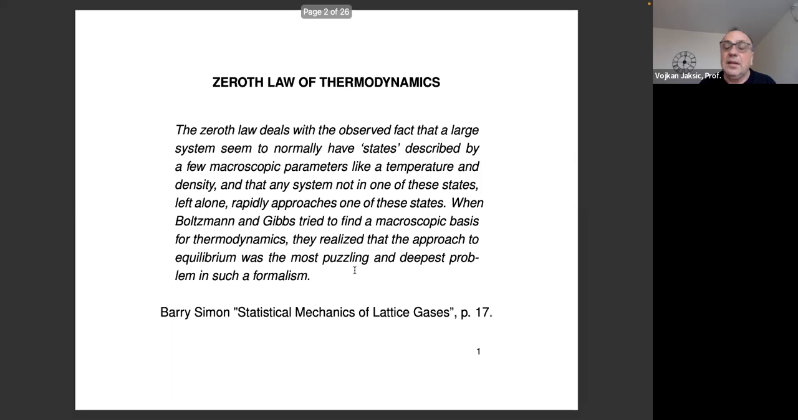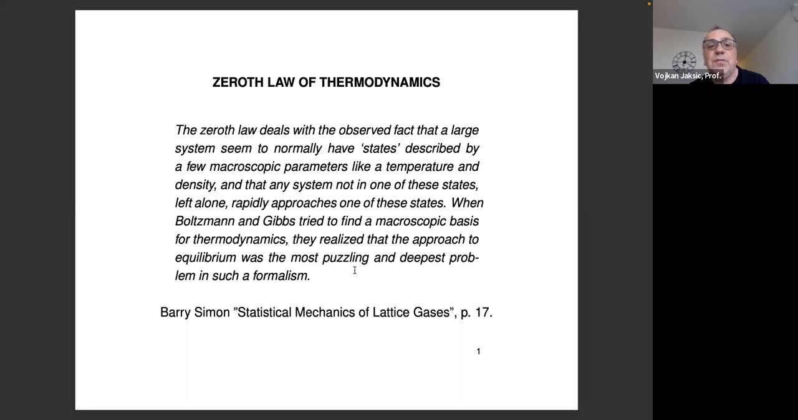Now I have learned this as a graduate student from my PhD advisor Barry Simon. One can find, of course, the same or similar formulations in many other places in the literature, for example, in Uhlenbeck and Ford's lectures in statistical mechanics or in Joel Lebowitz's papers on Boltzmann's entropy and the arrow of time. So let me read the statement. The zeroth law deals with the absurd fact that a large system seems to normally have states described by a few microscopic parameters, like a temperature and density, and that any system not in one of these states, left alone, rapidly approaches one of these states.